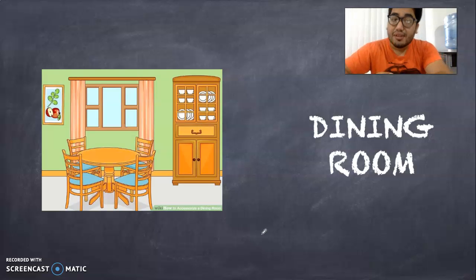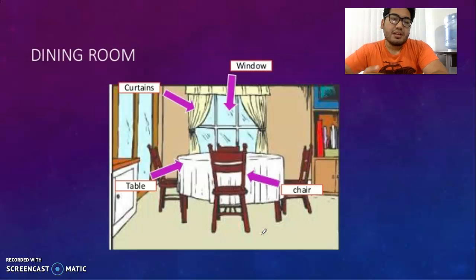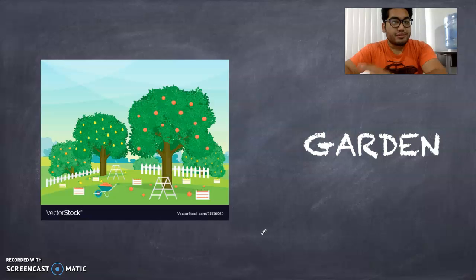So maybe you have the dining room. In the dining room, you can find a table and chairs. That's all of what you need to know. You have a table and you have chairs. It's because the function of the dining room is to eat there. So that's true. You have a table and chairs.